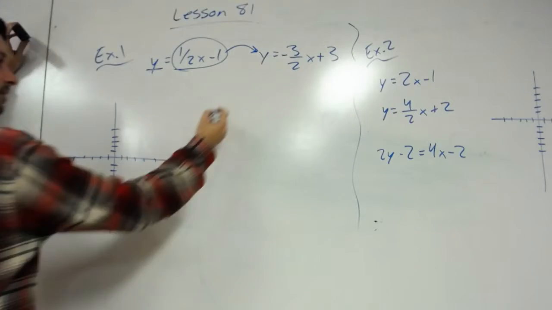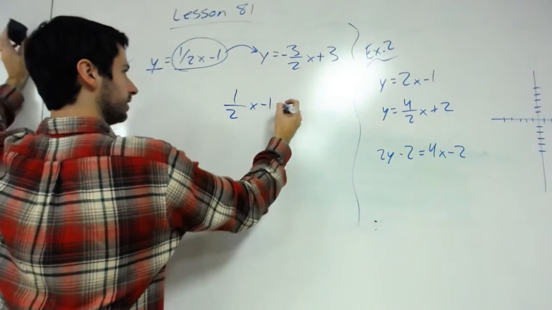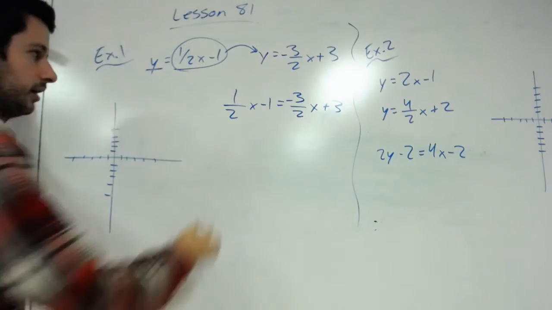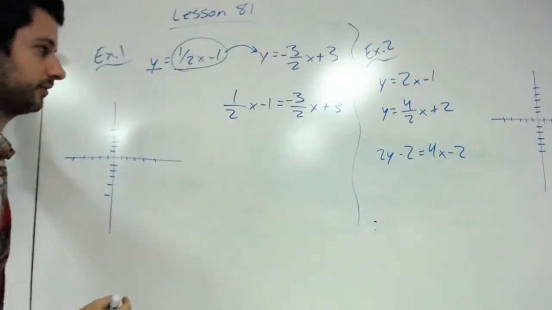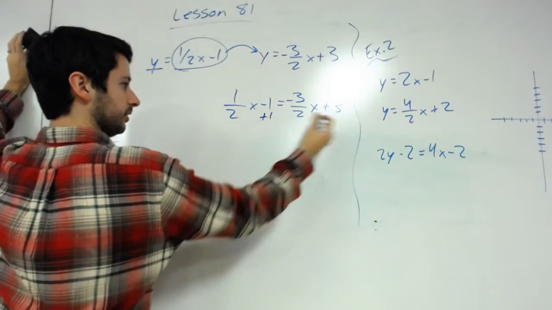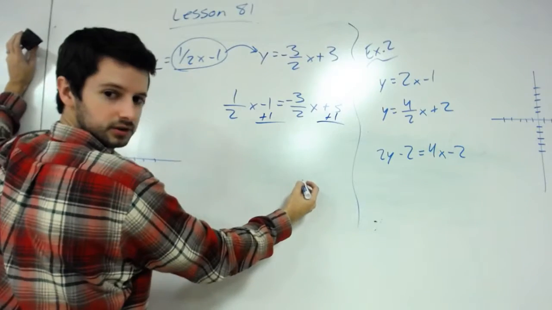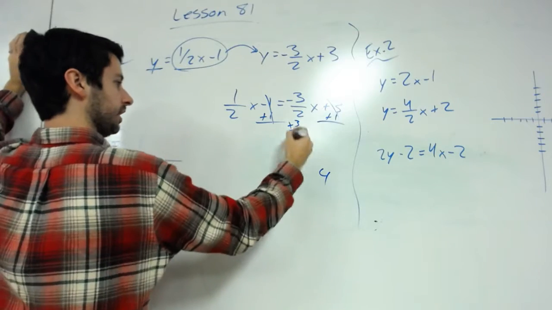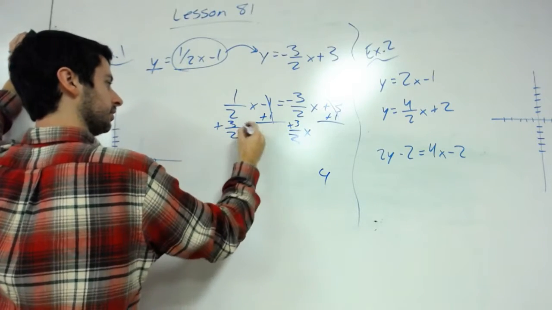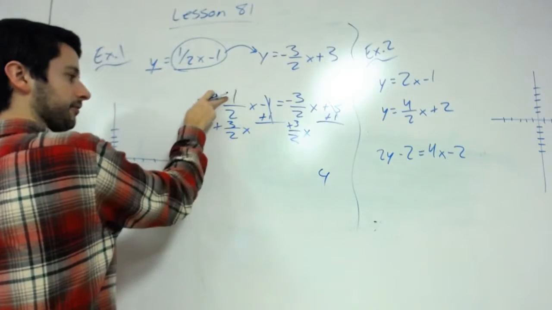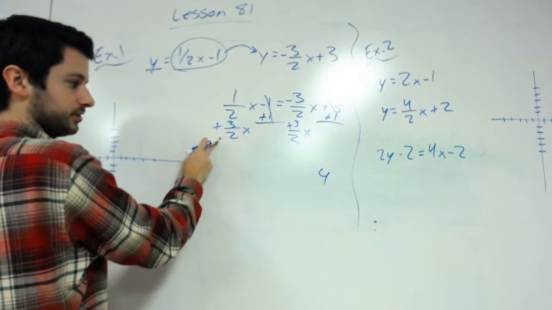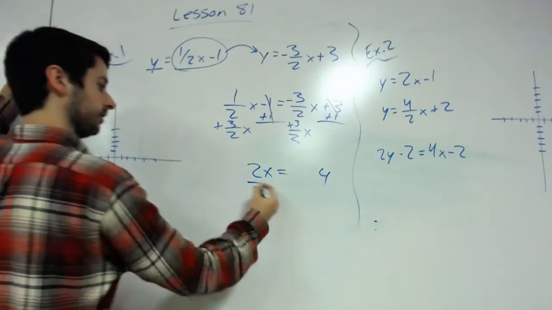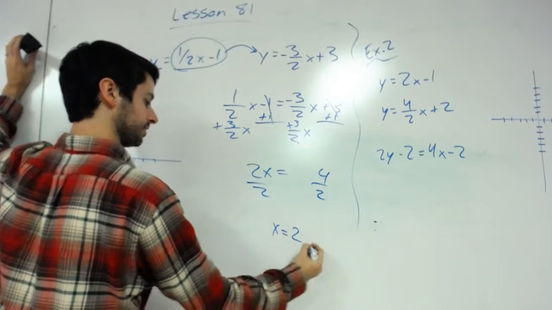So it would look something like this. 1/2 x minus 1 equals negative 3/2 x plus 3. And then we are down to one variable, x, and we can solve. So we add 1, we get 4. Add 3/2 x, 1/2 plus 3/2 would be 4 over 2x, and that reduces to 2x. So then we would get 2x equals 4, therefore x equals 2.